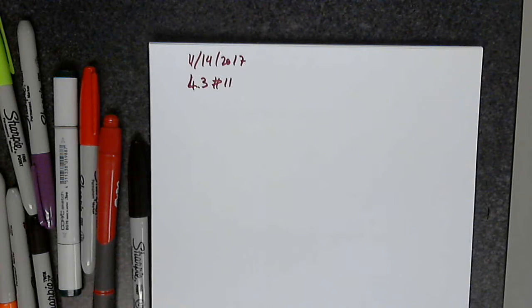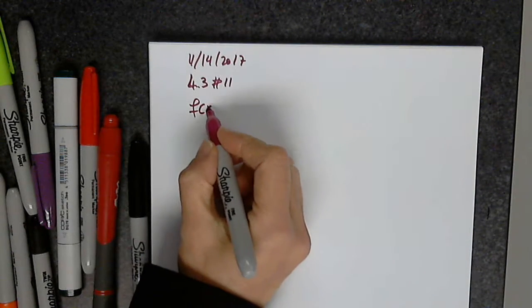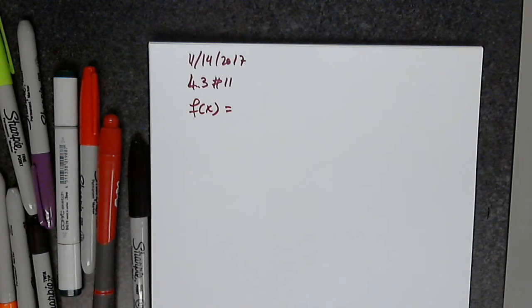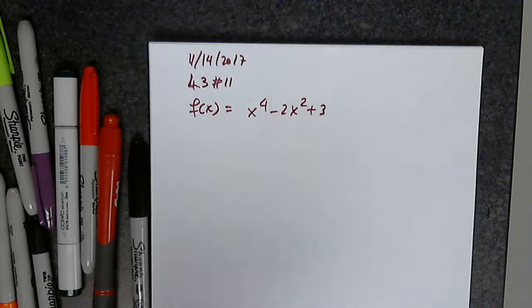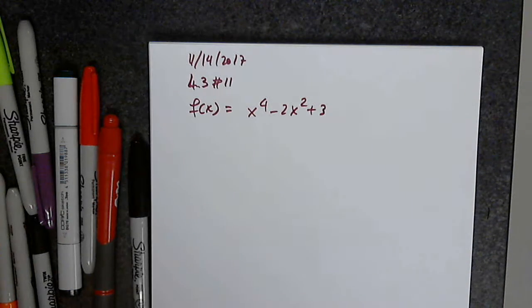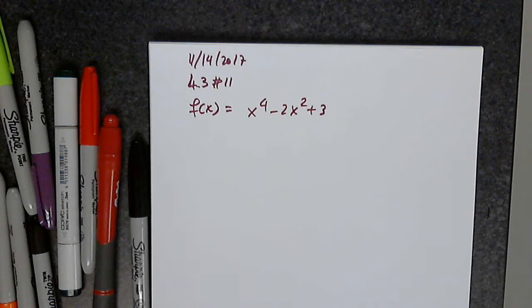4.3, number 11. It says we have to do everything, including graph. So then we have f of x equals x to the fourth minus 2x squared plus 3. Is this the problem? Am I correct? Very good. So let's suppose we are asked to do everything for this. Where do I start?